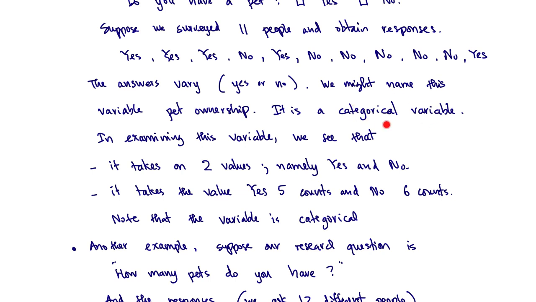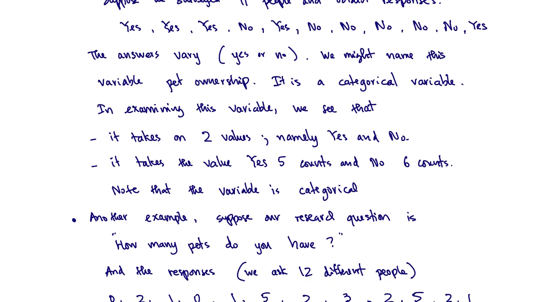It is a categorical variable because we can group the responses into two distinct groups, either yes or no. In examining this variable, we see that it takes on two values, namely yes and no. It takes the value yes 5 times and no 6 times. Note that the variable is again categorical. It is very important to identify whether the variable is categorical or quantitative. Let's take a look at another example.